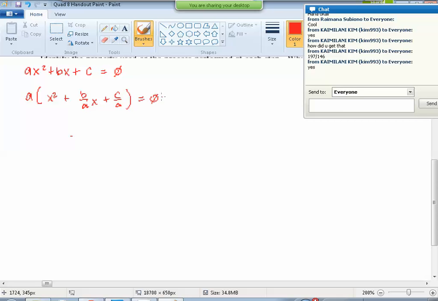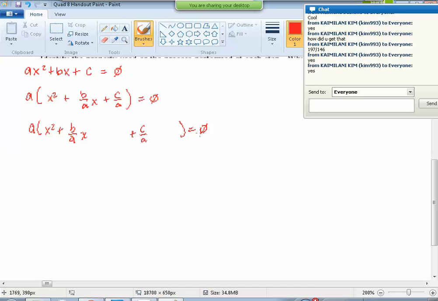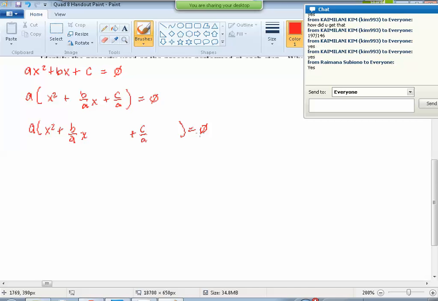Now what I'm going to do is I'm just going to rewrite the same exact line. So this time, I'm going to put some weird spaces in there. A times x squared plus b over a times x plus c over a equals 0. I didn't change anything. I just put some weird spaces. Ramana and Kimilani, I need you to respond. Ramana? Okay, good. Alright. So we good so far? Yep. What do you think I'm going to do next?